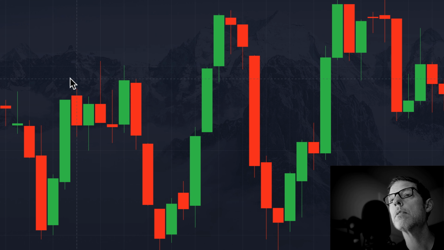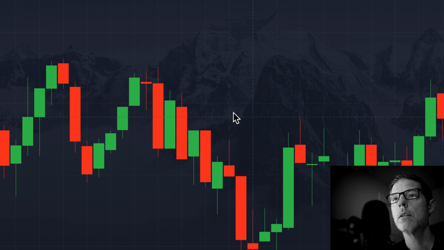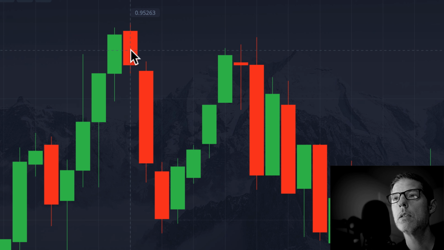If this is a red candle, let's find 3 red candles. Here we go. 1, 2, 3.